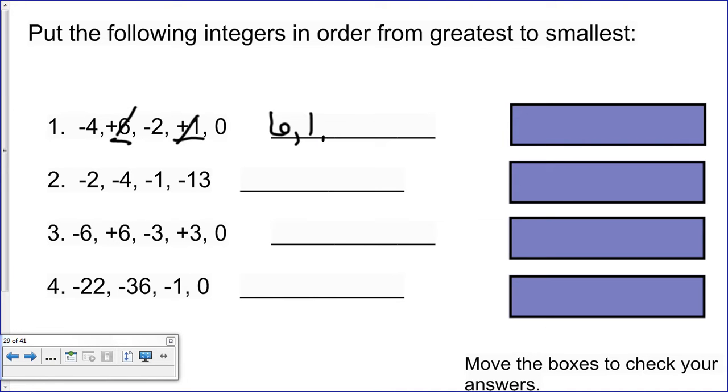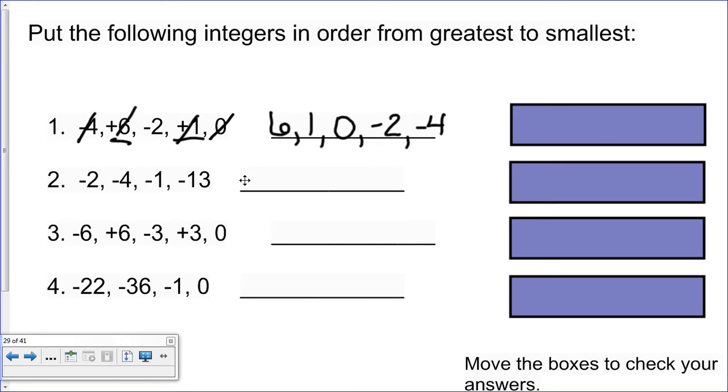Next would come 0, because I know 0 is between my positive and negative numbers. Then negative 2. So if I'm counting backwards, I have 0, negative 1, negative 2, negative 3, negative 4. So just like if you're counting positive, the numbers get smaller and smaller. And then I have negative 4.